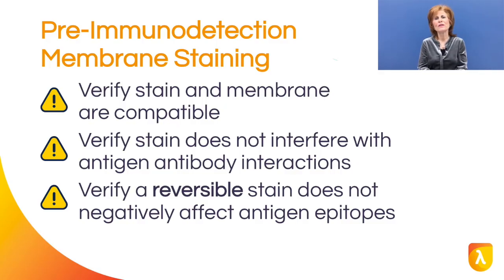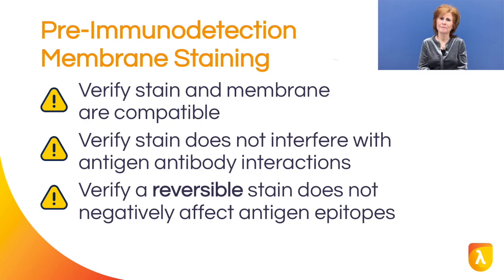There are several pitfalls to avoid when staining prior to immunodetection. Before you start, make sure that the stain is compatible with your choice of membrane. Secondly, you must be certain that the stain does not interfere with antigen-antibody binding. And if the stain is reversible, you need to be certain that the chemistry does not affect antigen epitopes in a detrimental way.